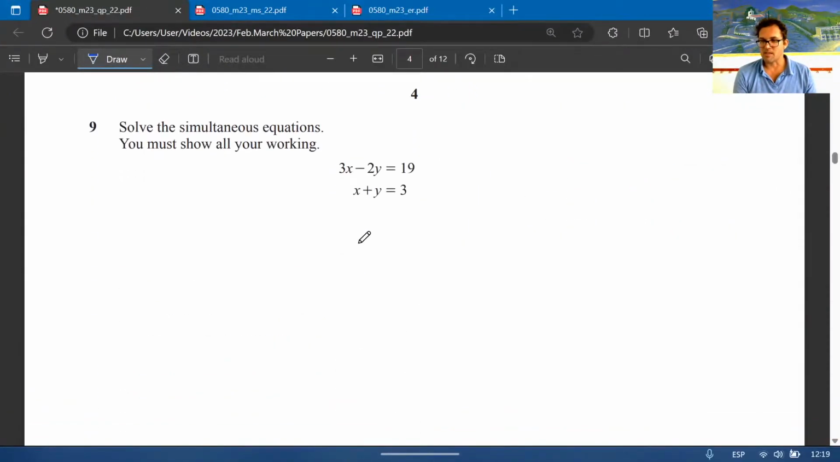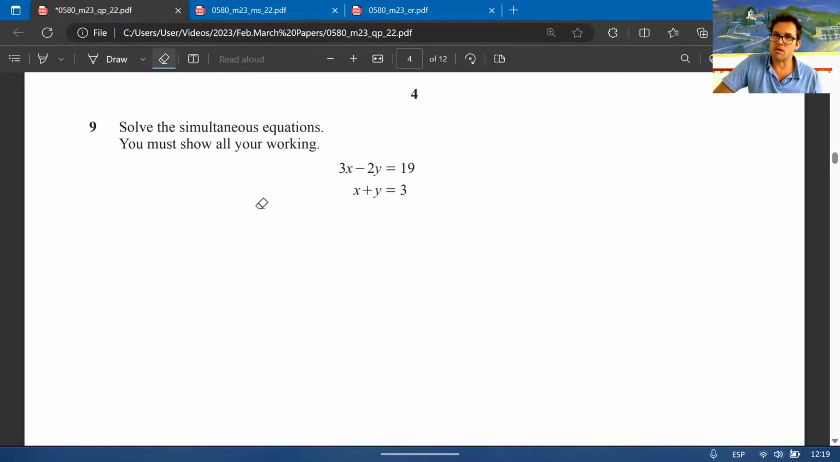Question 9. Simultaneous equations. Now they've been nice. They lined up everything. You see, we've got the equal signs lined up, we've got the y's lined up, we've got the x's lined up. This is a perfect setup for the elimination method.